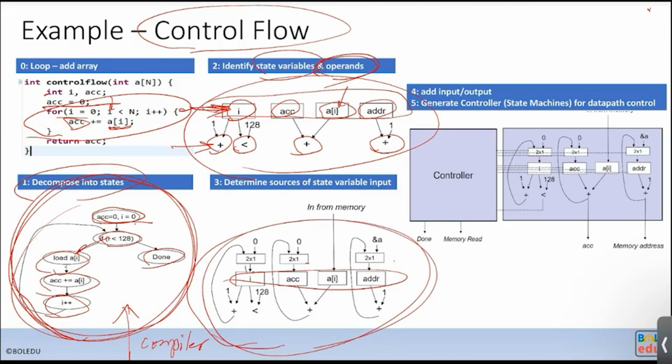Okay, from this part, it will be the same as previous. You draw the truth table and then generate the control signal. Yeah, and that's the control signal. And then that's the data path.